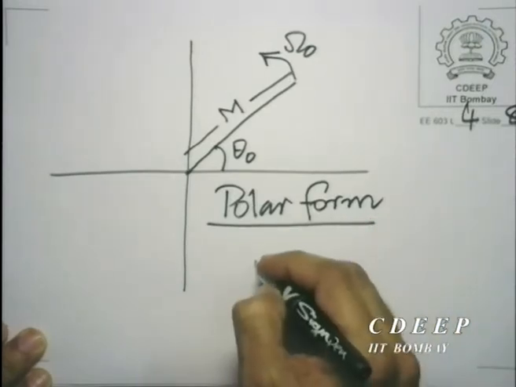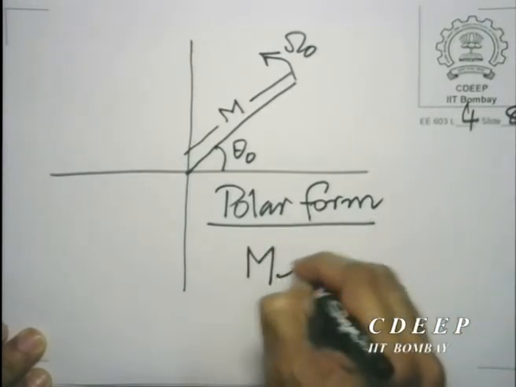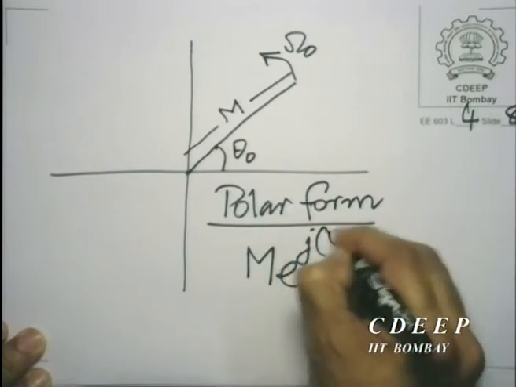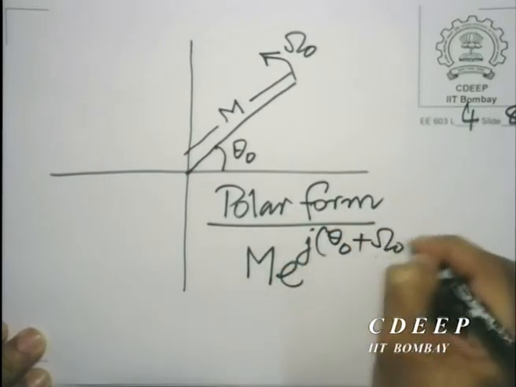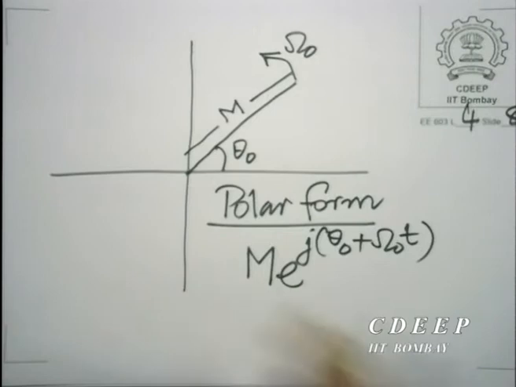The polar form representation of the complex number is very simple. It is m e raised to the power j (theta naught plus omega naught t), right. Of course, this is the continuous complex number. Now, let us assume that I were to sample this complex number with a sampling rate of 1.